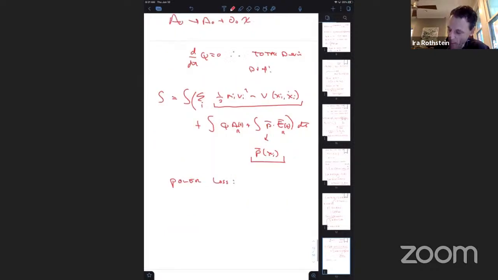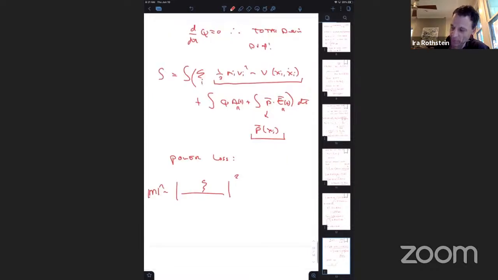Well, how do we calculate the power loss? We know how to do that. We calculate the probability to emit one photon. We square it. And that will give us the probability to emit one photon. So what we're going to do is integrate this thing weighted by the energy. And this is going to be the power loss, okay?